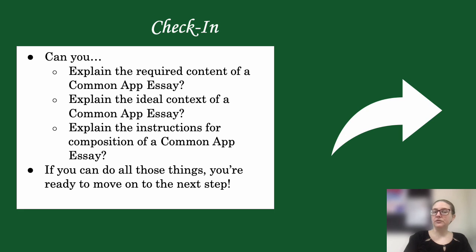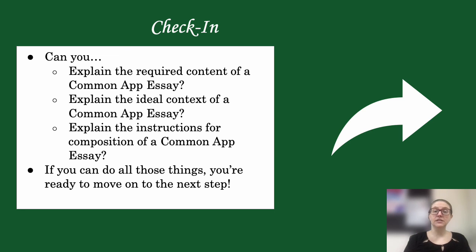So let's do a quick review. By now you should be able to explain the required content of a Common App essay. You should understand what should be included, understand the questions that you're choosing from as you're preparing this essay. You should be able to explain the context of the Common App essay. What are these universities looking for? Why is this essay important? What do you need to include? And then lastly, you should be able to explain the instructions for composition. How should you organize this? What should you focus on as you are writing?